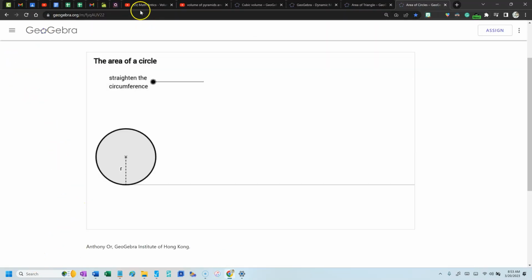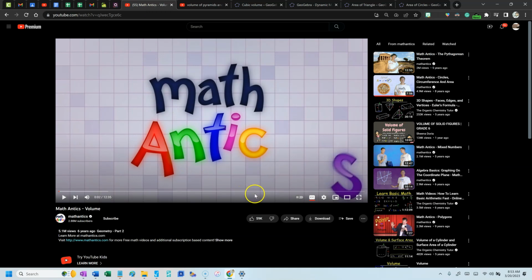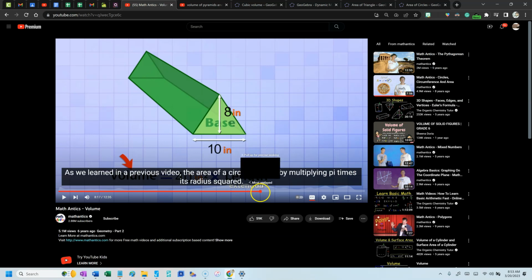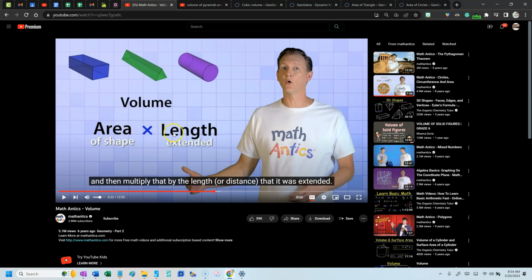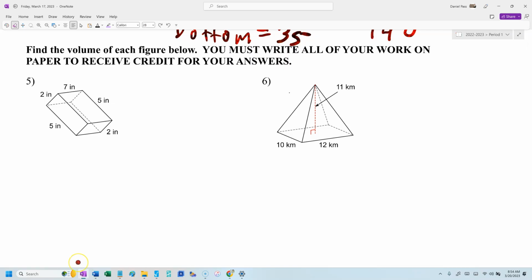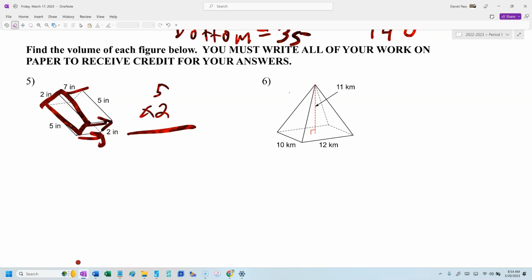Actually, see if I can find that. That's over here. No, it's before that. There it is. Area of the shape times the length that it's extended. So we can pick one of these sides. Doesn't matter which one. Let's do this one. So 5 times 2, that's the first side. And then how far was it extended? 7. Okay. Times 7. And our answer is 70 inches cubed because it's volume.